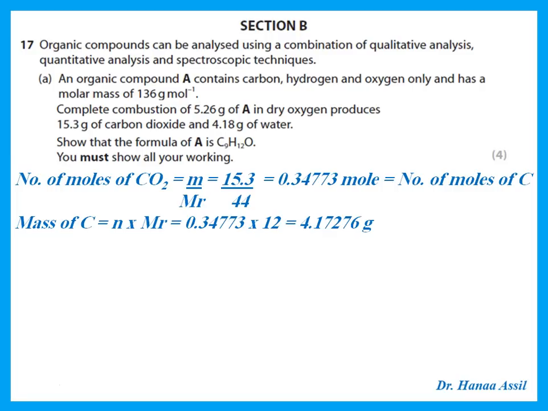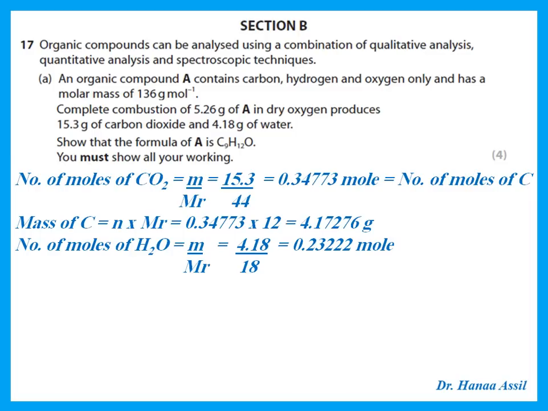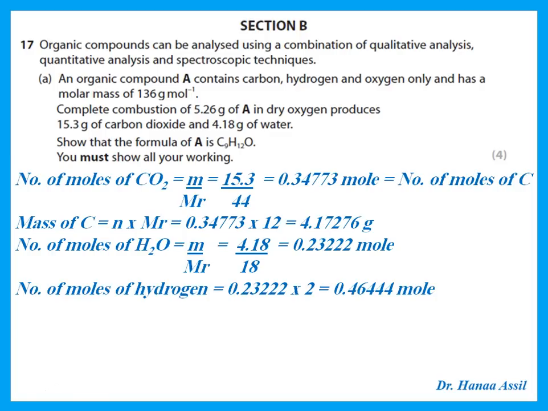Now we do the same for water. We have the number of moles of water is mass over molecular mass. So that gives me the number of moles of water, but each mole of water has 2 moles of hydrogen. So the number of moles of hydrogen is the moles of water times 2. And that means I can get the mass of hydrogen, and this is 0.46.